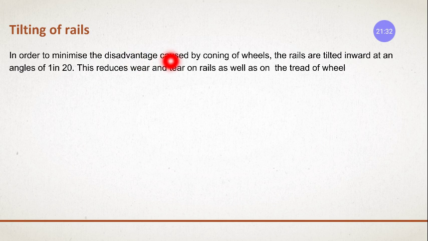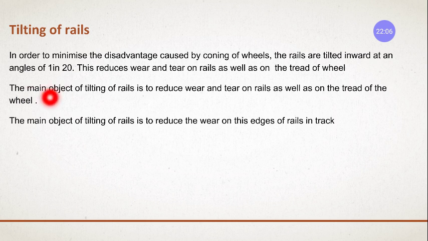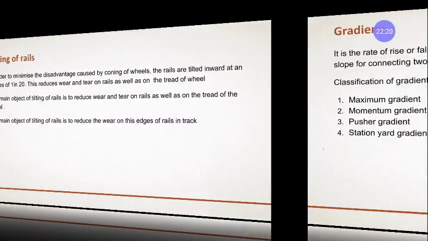In order to minimize the disadvantages caused by the coning of wheels, the rails are tilted inwards at an angle of 1 in 20. This reduces the wear and tear of the rails as well as of the thread, because as I showed you, the contact area between the rail and the wheel will be lesser. To reduce that disadvantage of coning, we tilt the rails with the help of the sleepers. The main objective of the tilting of rails is to reduce the wear and tear on the rails as well as the thread of the wheel. The main objective of tilting of rails is to reduce wear of the edge of the rail in the track, as I showed in the last figure.